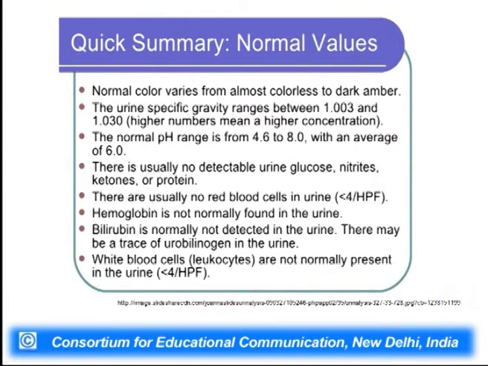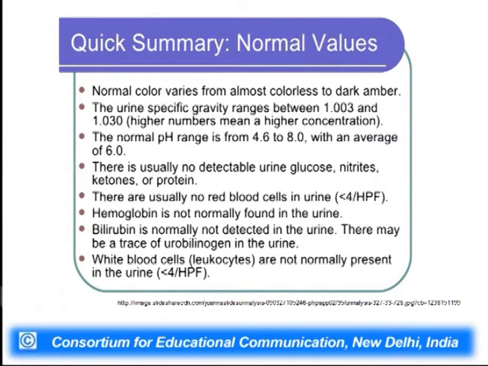The urine specific gravity ranges between 1.003 to 1.03. The normal pH generally ranges from 4.6 to 8, with an average of 6. Generally there is no detectable urine glucose, nitrites, ketones or proteins present.